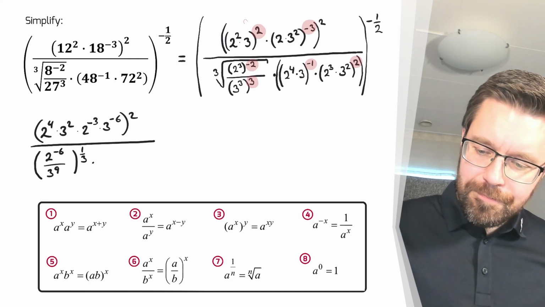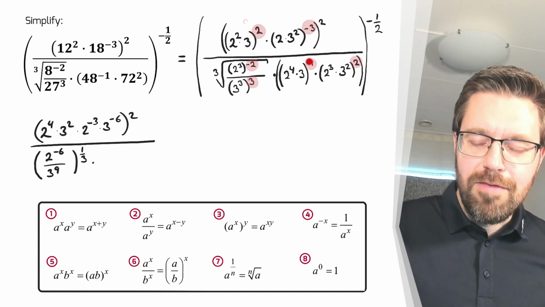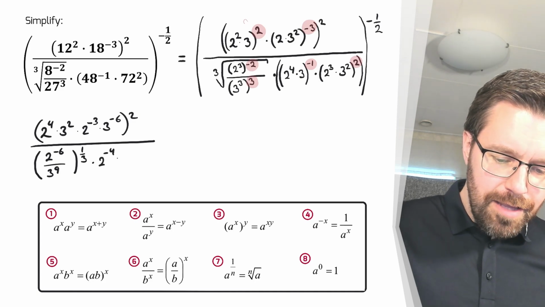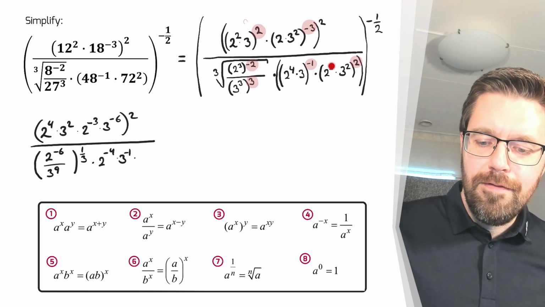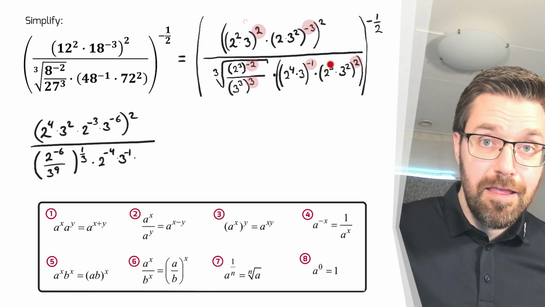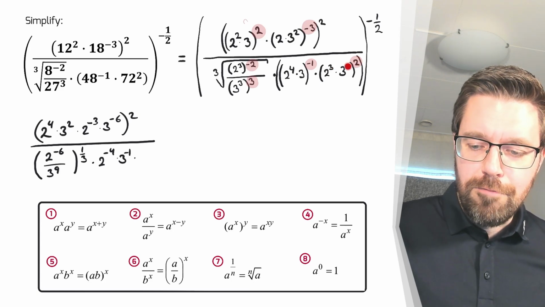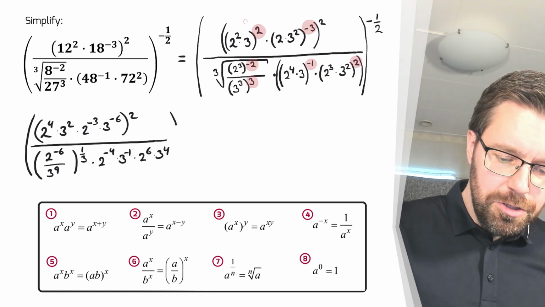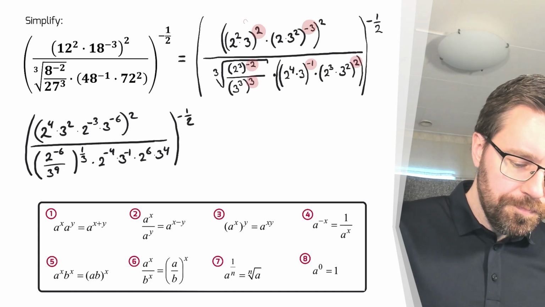And then we move these exponents into the base here. So 4 times minus 1 equals minus 4. So it will be 2 raised by minus 4, and then times 3 raised by minus 1. And in the next power we multiply this exponent with 2. So the exponent here will be 6, and this exponent will be 4. So 2 raised by 6 and 3 raised by 4. And the whole thing should be raised by the power of minus 1 over 2.